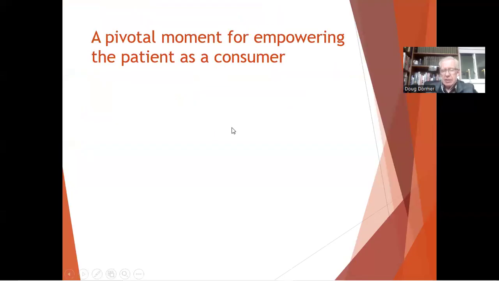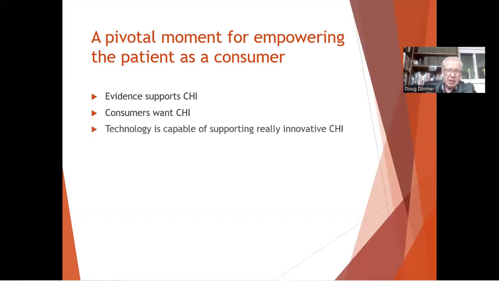It's a pivotal moment for empowering patients as consumers through technology. Here are some of the reasons I think it's a critical moment. First, the evidence supports consumer health information technology, and I've been involved in some of that and demonstrated considerable success through technology, and I'm sure I'll tell you about that as we go. Also, consumers clearly want to be more engaged in their health and to be empowered through technology. And of course, technology is capable of supporting really innovative consumer health informatics solutions, more so than in the past.